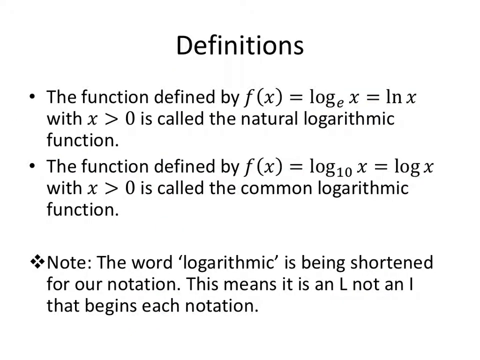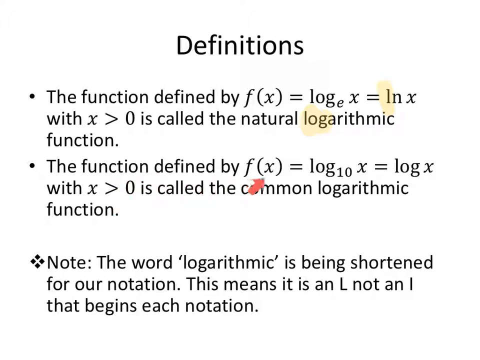Alright, so we talked a little bit about the common logarithm, but let's have a formal definition now. The function defined by f of x equals log base e of x, with special notation ln of x, with x values greater than 0, is called the natural logarithmic function. And I want to just throw out there, make sure this is big enough for you to see it, logarithmic function. That's an L. I know it looks like an I, but come on. It's a logarithm, so make sure that's an ln of x.